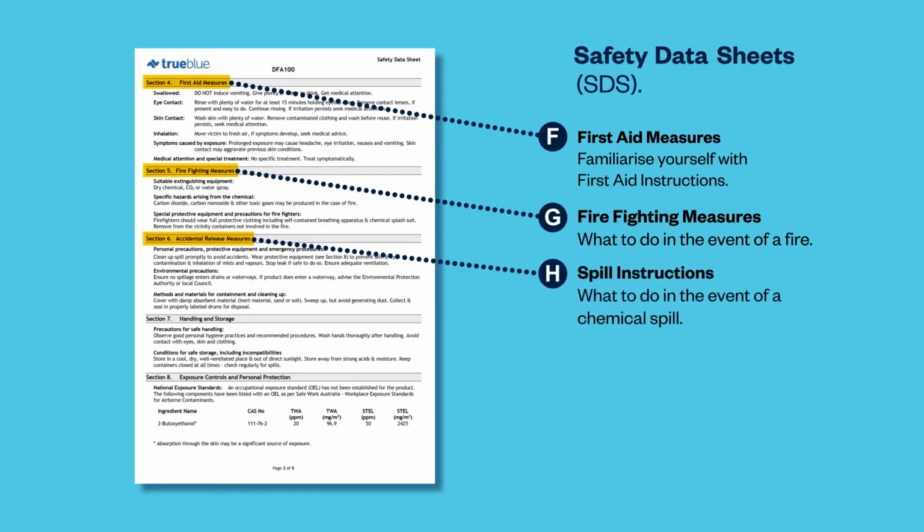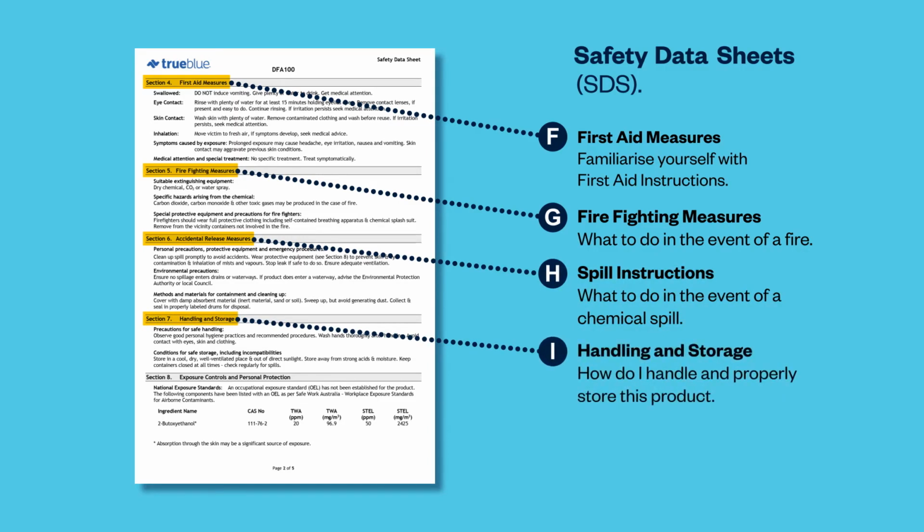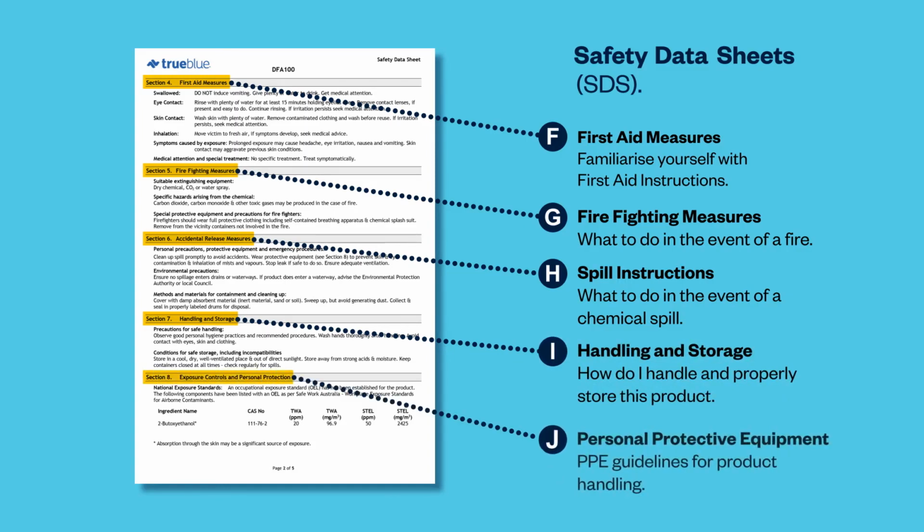Section 6 includes required action in the event of a chemical spill. Section 7 gives instructions on how to properly handle and store the chemical. Section 8 provides guidance on how to minimise or even eliminate exposure and lists the recommended personal protective equipment users should wear to avoid chemical contact.